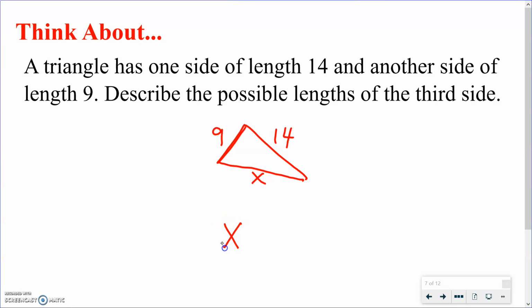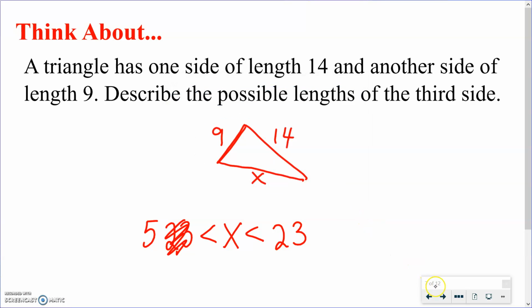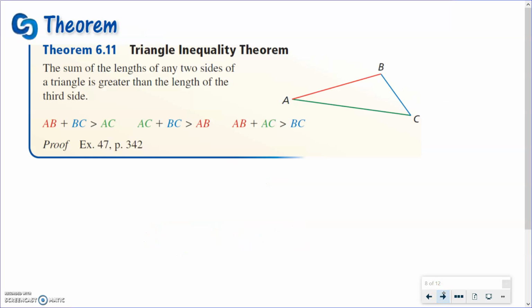So really, that x has to be greater than 5 and less than 23. Okay, so that's called the triangle inequality theorem. And that just says that if you add the two sides of a triangle together, the third side can't be longer than that. And if you subtract the two sides, the other side can't be shorter than that difference. So we'll do some practice with that.